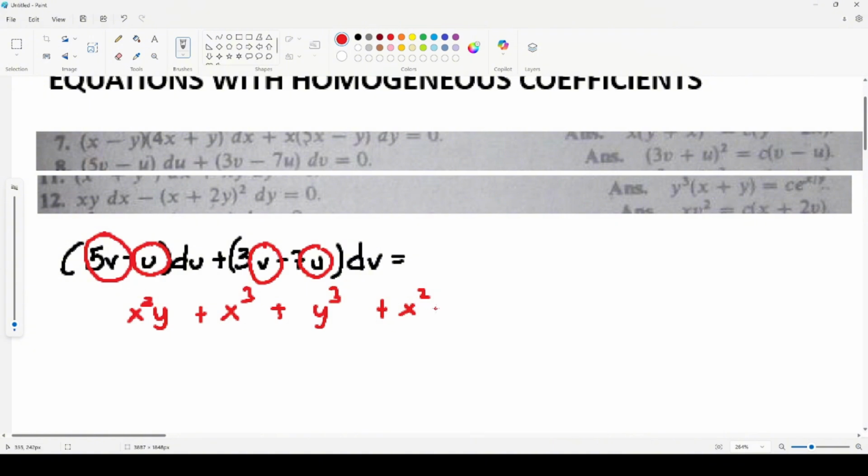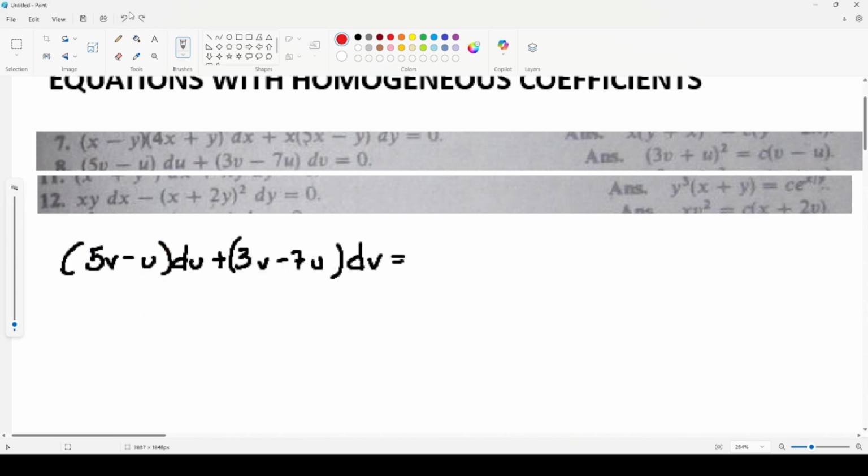But if that last term has a y in it, or there's an xy squared, or any of those combinations, as long as they have the same degree, then they are homogeneous. Okay, let's go back. So that's just inspection.